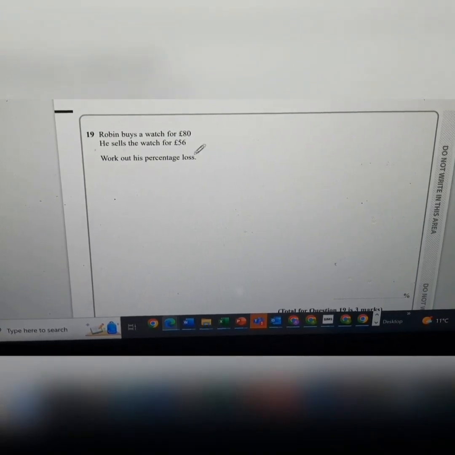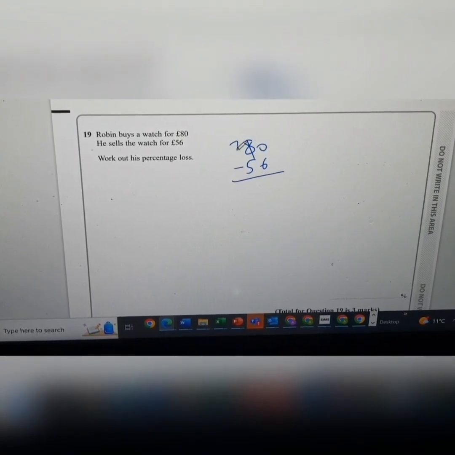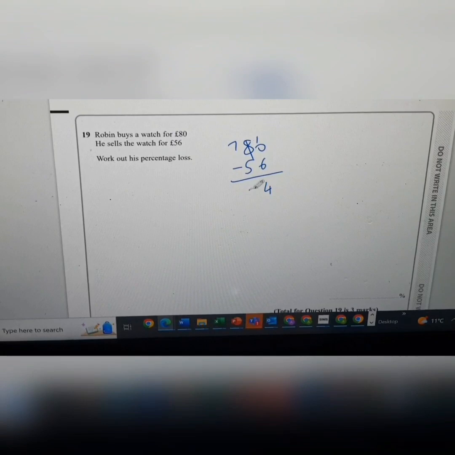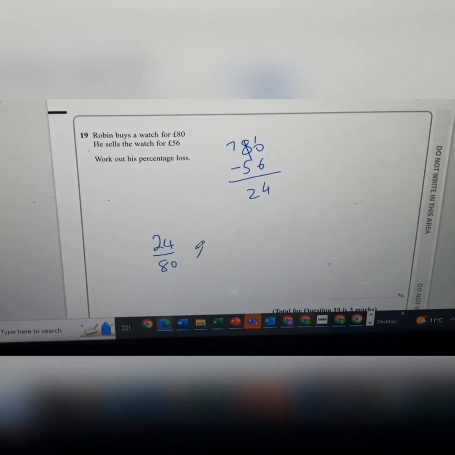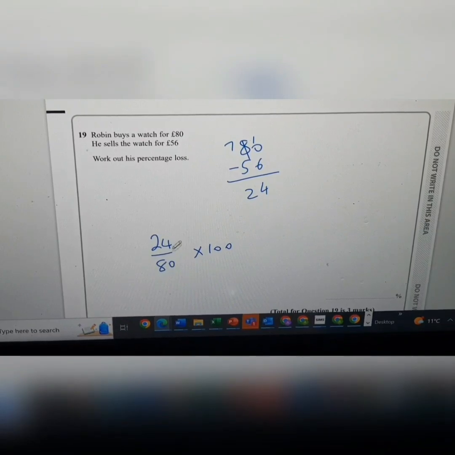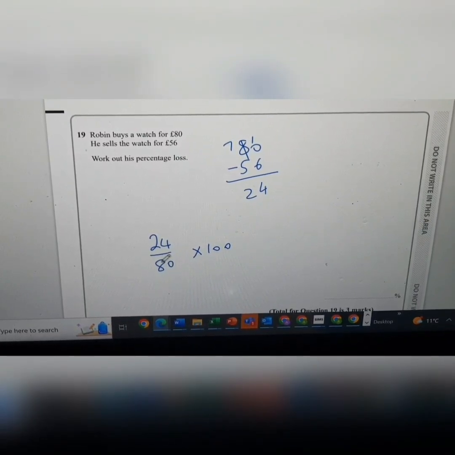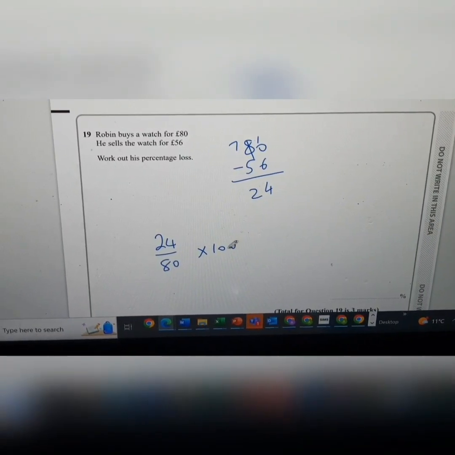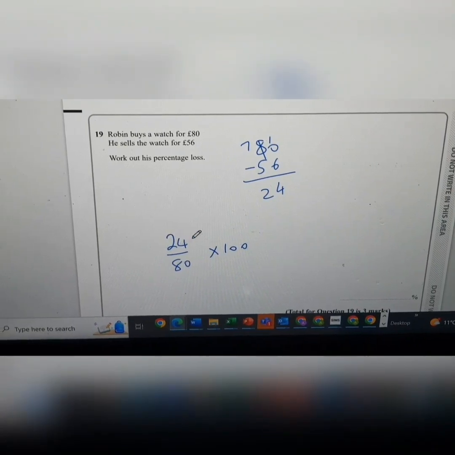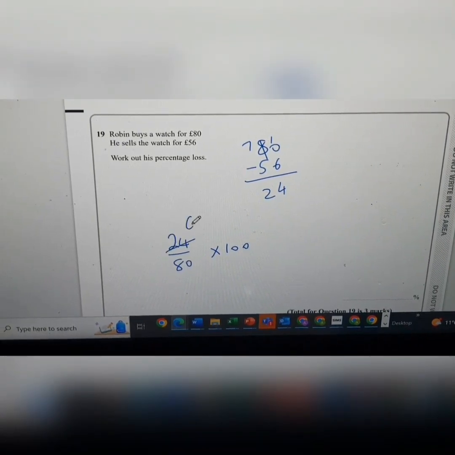Robin buys a watch for £80, he sells a watch for £56, work out his percentage loss. So take away 56 from 80, so that's 24. Then you're going to do 24 out of 80 multiplied by 100. So to simplify this as much as possible, so it's a lot easier for you to multiply by 100. 4 goes into both. 4 into 24 is 6. 4 into 8 is 2, so 4 into 80 is 20.